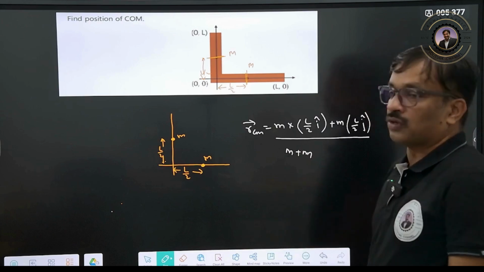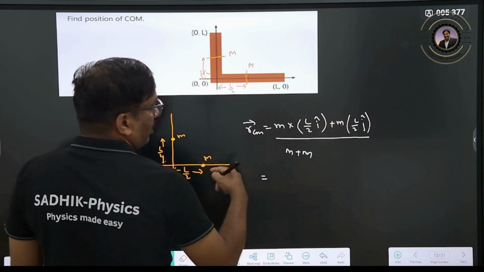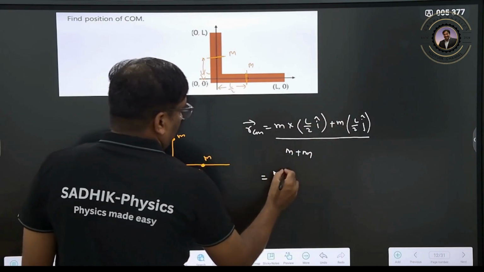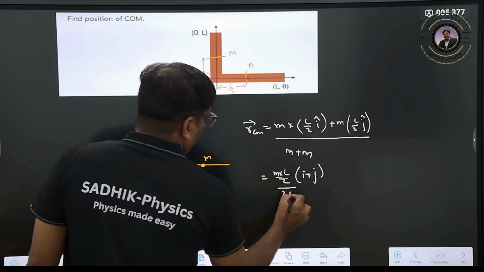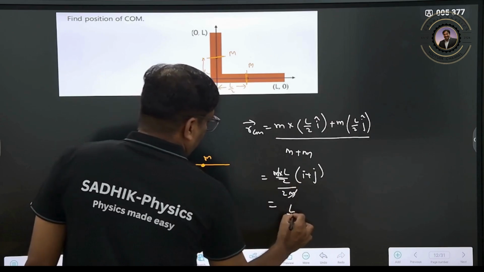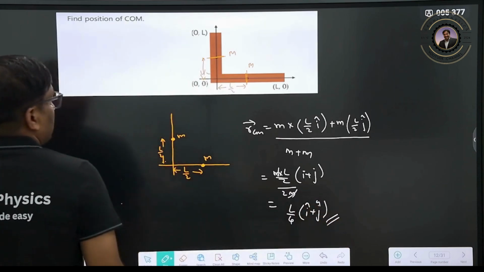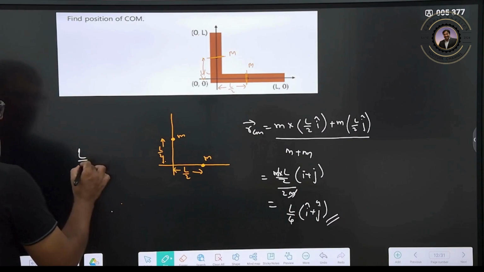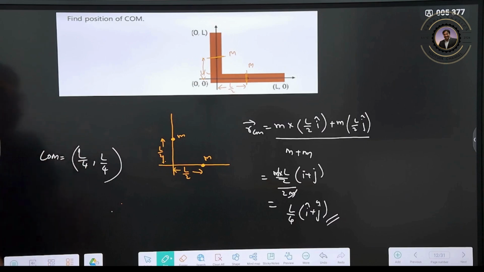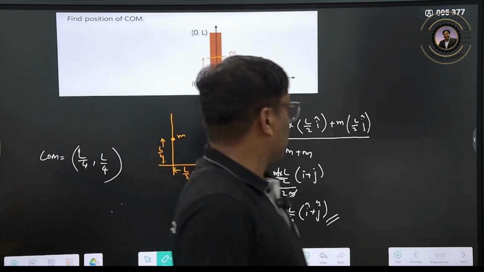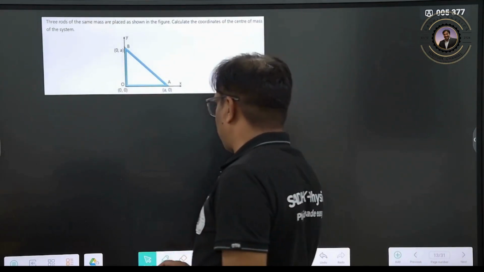In this way, you can solve it in a simple way. M into L by 2 into i plus j, divided by 2M. So the M gets cancelled, giving L by 4 into i cap plus j cap. So the center of mass here is L by 4 comma L by 4. Now let us go for one more question, which is similar.